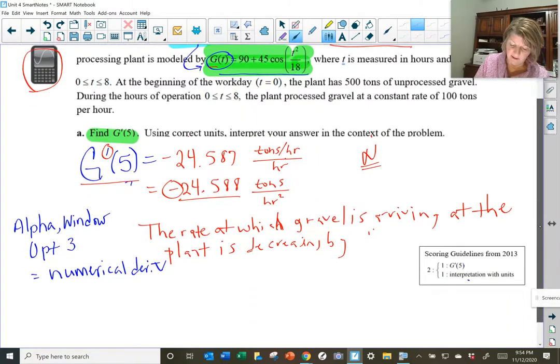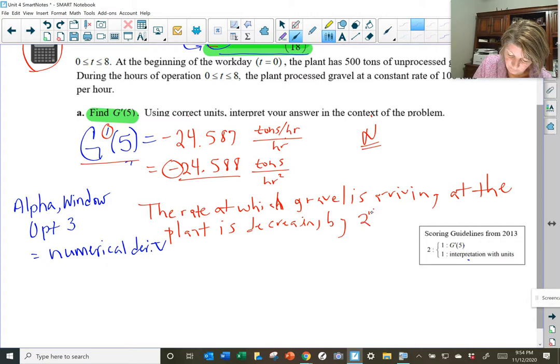Okay, is decreasing by 24.5, 588 tons per hour squared, because I want to work in 588 tons per hour squared. And then finish it off with the T, the T part of the NUT, at T equals 5. I guess that would be hours, at T equals 5 hours.